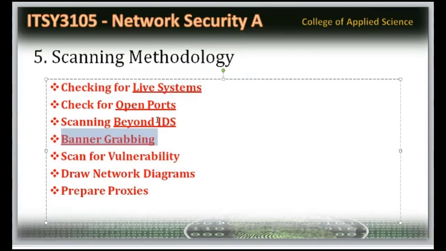If you can do banner grabbing, then scan for vulnerabilities: what weaknesses are available. You can draw a network diagram of your target. How many computers are available and running? What are the IP addresses? What port numbers are they using? So you can draw a complete network diagram of your target. Then proxies: what proxies are they using? If somebody enters our college, they can find what proxies are available.